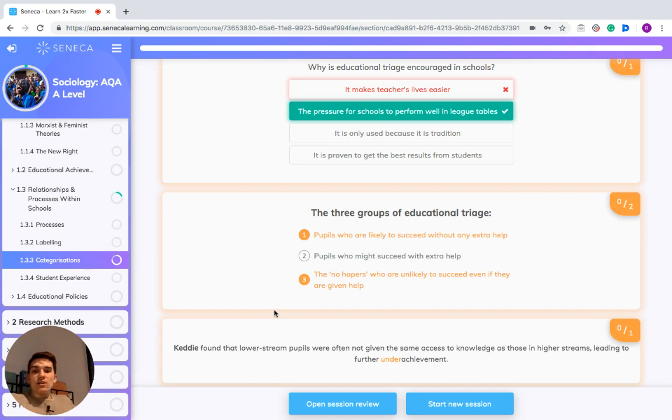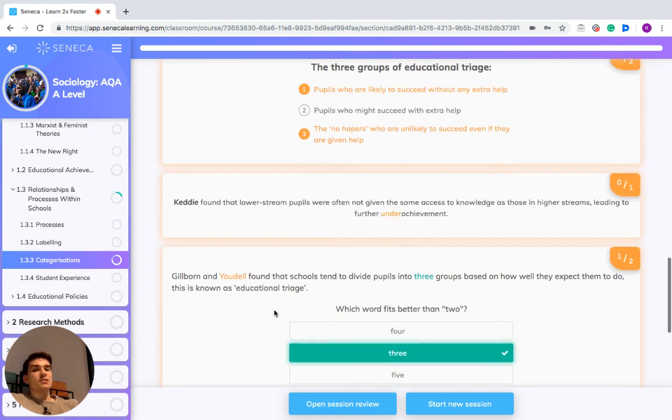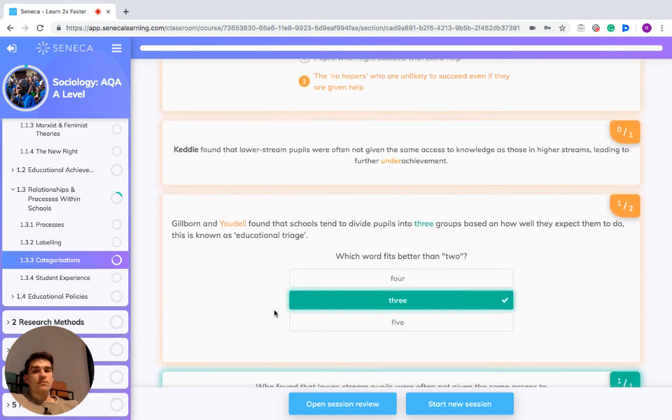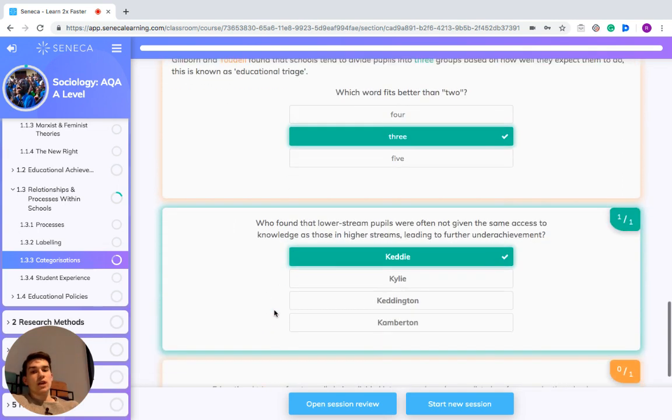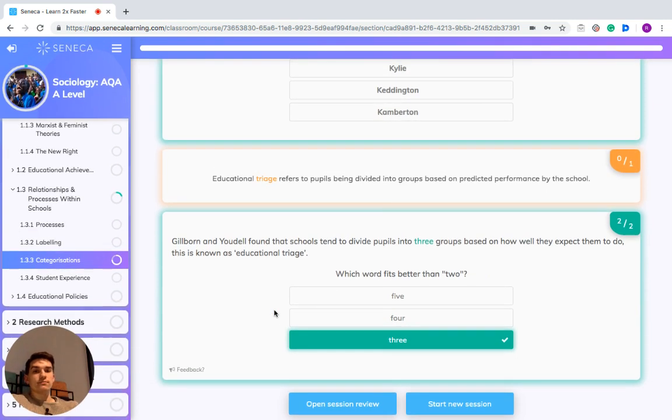Keddy found that low stream pupils were often not given the same access to knowledge as those in higher streams, leading to further underachievement of those groups. And Gilbourne and Udall found that schools tend to divide pupils into three different groups, depending on how well they expect them to do, called educational triage. And that is all we're going to look at for categorisations in schools.